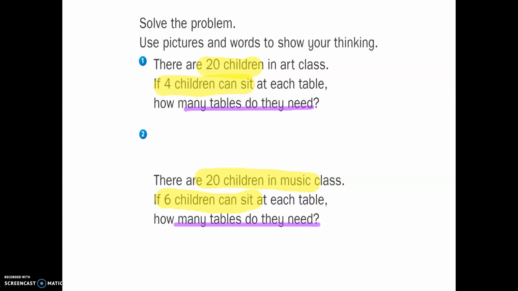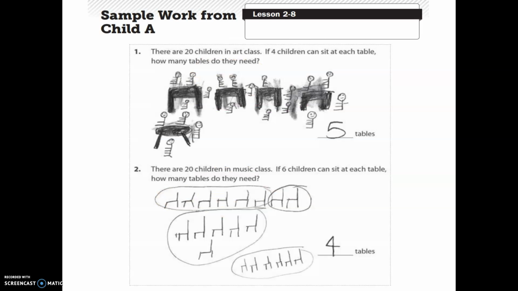Over the next couple of slides, what I'm going to do is show you some solutions from other kids. Show you some ways that other third graders worked to solve the problem. Okay? So first we have student A. Student A solved their problem this way. Student A says that they're going to need 5 tables for number 1, and they're going to need 4 tables for number 2.